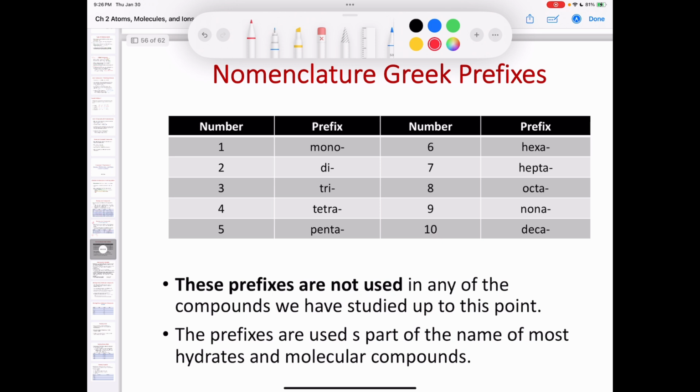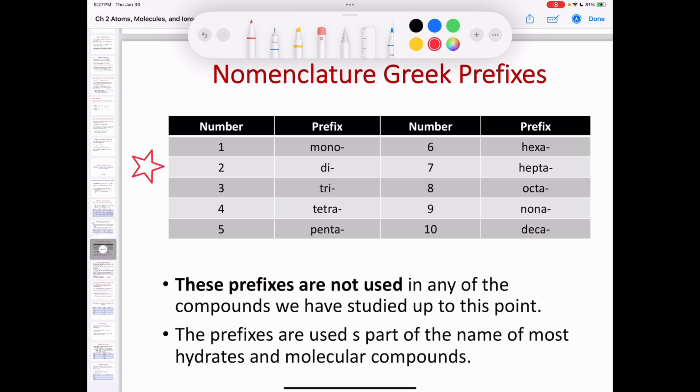Now, before we can get into covalent nomenclature, we have to cover prefixes because prefixes are used when we name covalent compounds. If something shows up twice, you'd put di in front of it. If it shows up 3 times, you put tri, tetra, penta, hexa, hepta, octa, nona, deca. You have to memorize these prefixes. We haven't used them yet because they're not part of the nomenclature of ionic compounds.